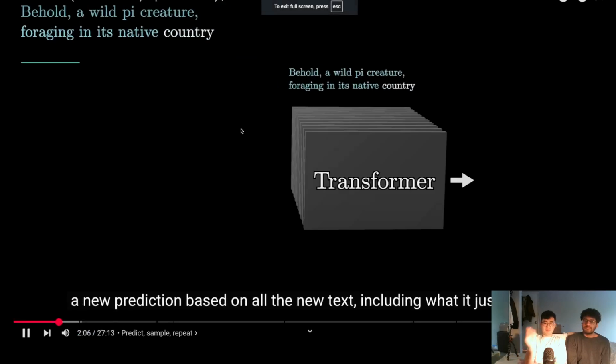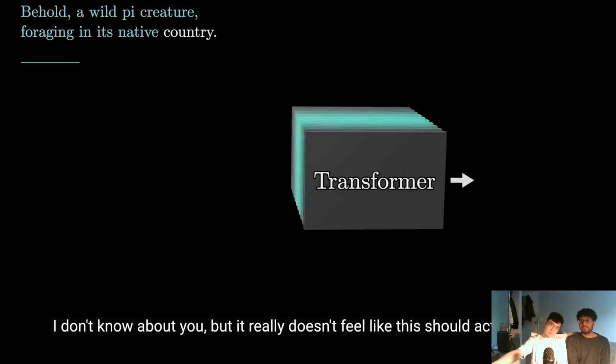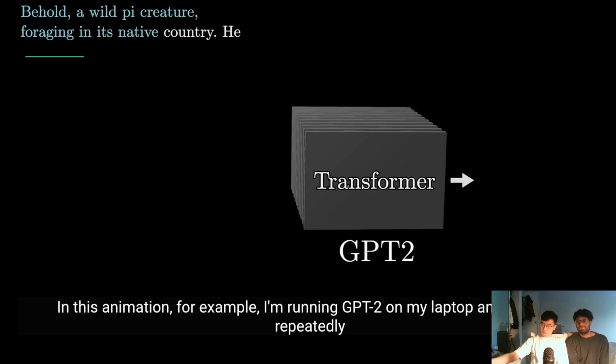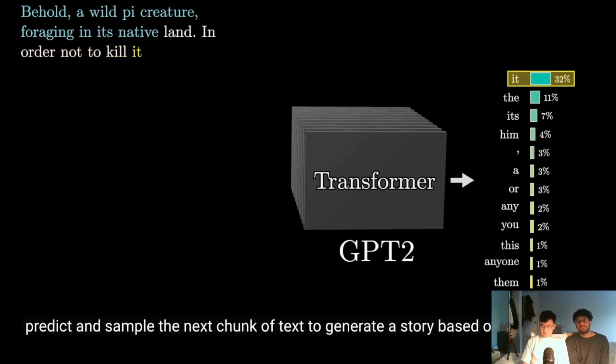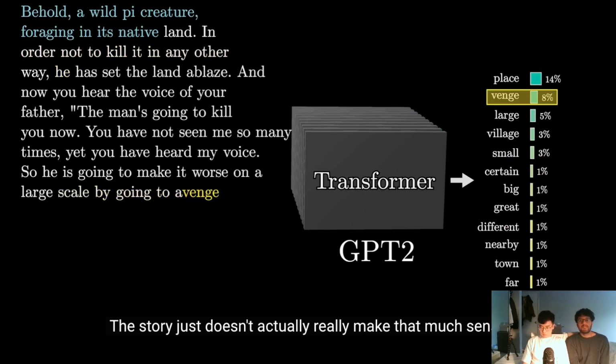Then repeat the process again to make a new prediction based on all the new text, including what it just added. I don't know about you, but it really doesn't feel like this should actually work. In this animation, for example, I'm running GPT-2 on my laptop and having it repeatedly predict and sample the next chunk of text to generate a story based on the seed text. And the story just doesn't really make that much sense.